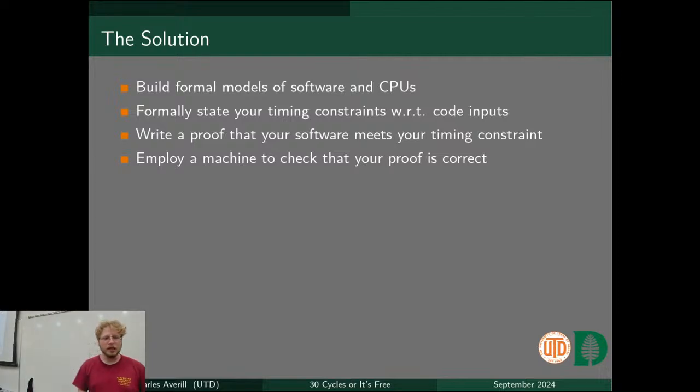But there's immediately a solution in mind if you already study formal verification. Step one is to build some formal models of software and CPUs. So you need some description of exactly what a CPU does under its instructions, guidance and whatnot. And then you need to formally state your timing constraints somehow. You need to relate a number of clock cycles to a program. You need to write the proof that the code actually meets the timing constraints. And then you want a machine to check that your proof is correct. Because if I write a proof but nobody looks at it and nobody verifies that the proof is right, well then what was the point of writing the proof in the first place, right?